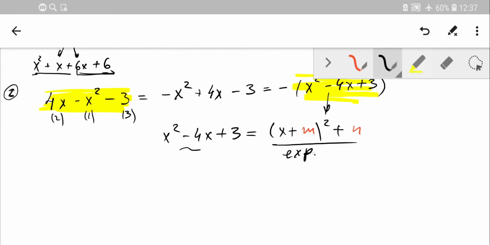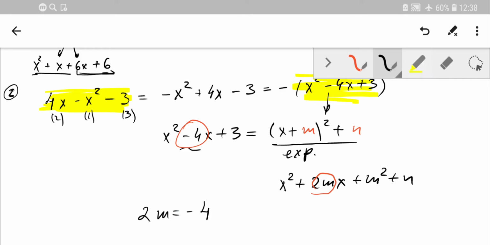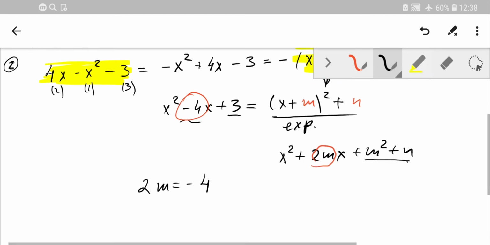So expand, and I'll get x squared plus 2mx plus m squared plus n. And now I'm just going to compare with what I have here and here. So I set up the first equation: 2m should be negative 4, and m squared plus n is 3. So I write m squared plus n should be equal to 3.